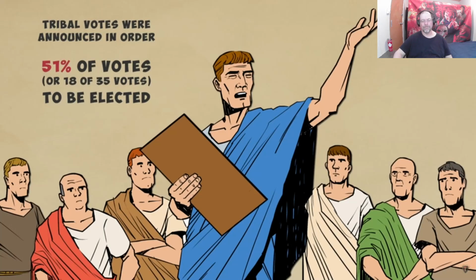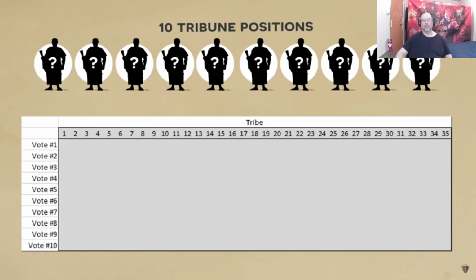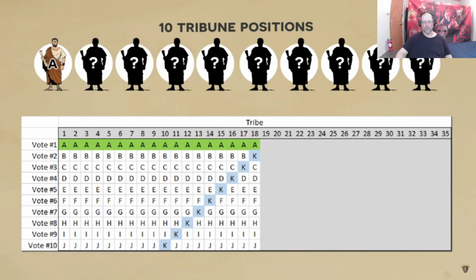This is a little bit confusing to state out loud, so I'll explain with a scenario. Let's say that the 35 tribes have been called to elect 10 tribunes. Each tribe votes for their preferred 10 candidates. For our purposes, let's assume that the first 18 tribes follow a similar voting pattern. By the 18th tribal vote, candidate A has been declared a winner, while candidates B through J are shy of winning by a single vote due to candidate K getting votes here and there.